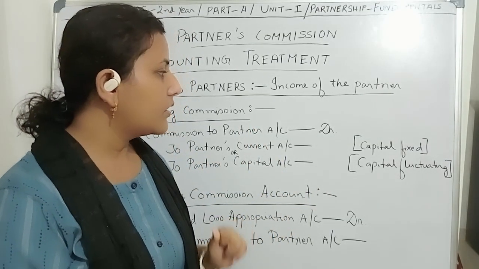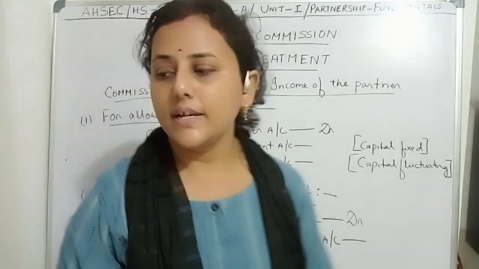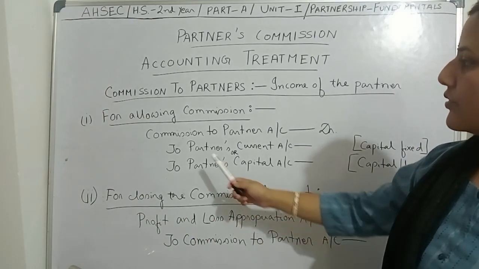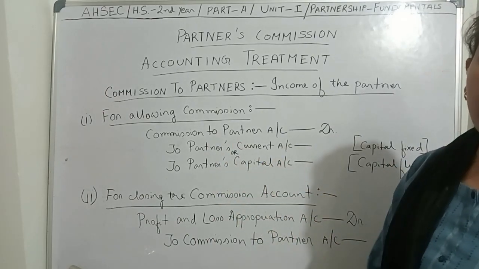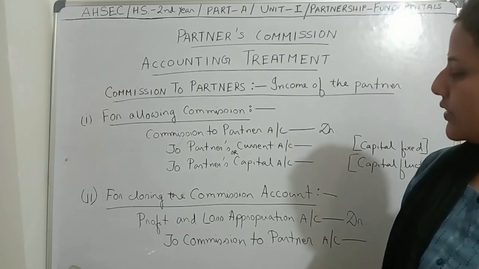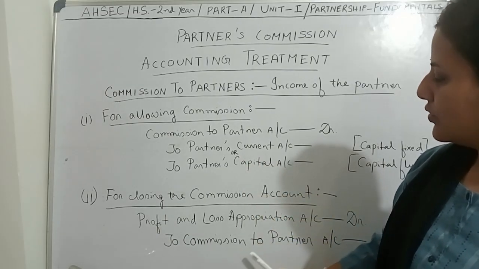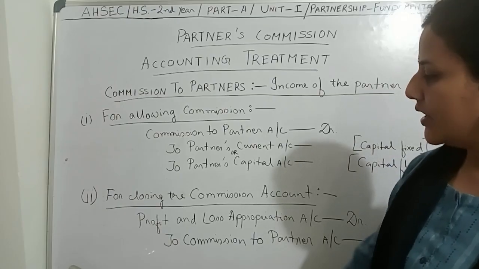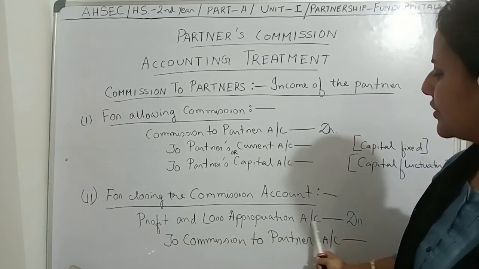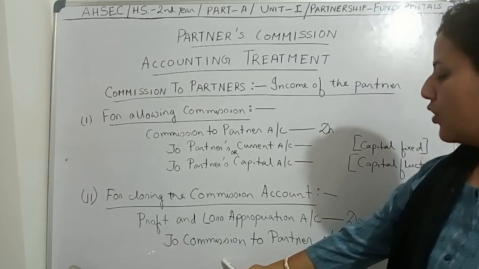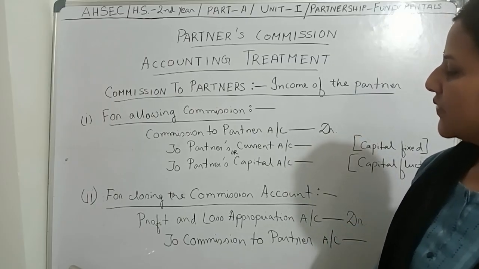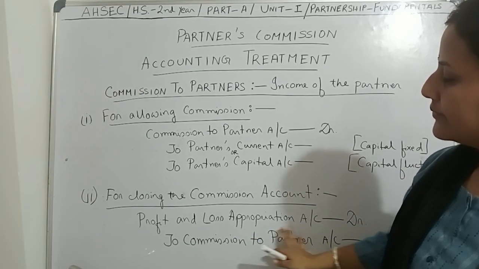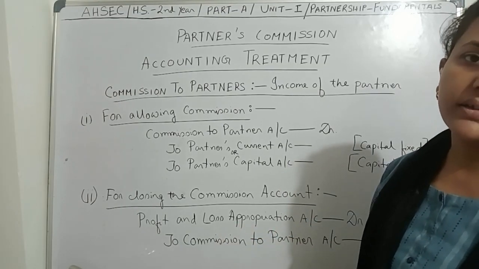Okay. So now what will be the next entry? You see here, for closing the commission account. Now in order to close this account, you have to transfer the amount of commission to profit and loss appropriation account. So profit and loss appropriation account debited to commission to partners account, because profit and loss appropriation account is prepared for the partners.